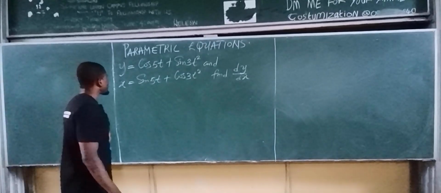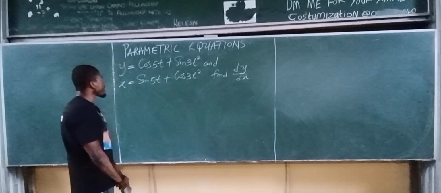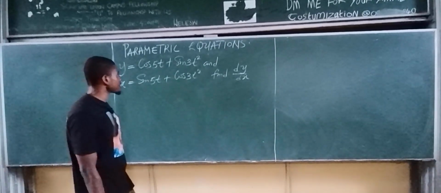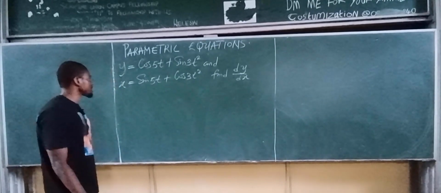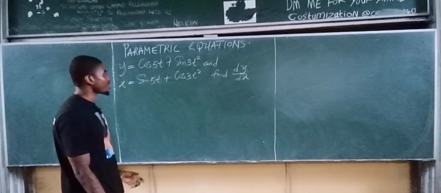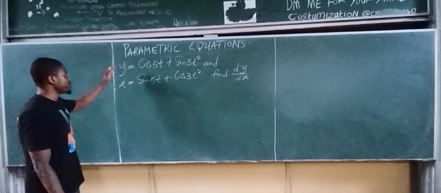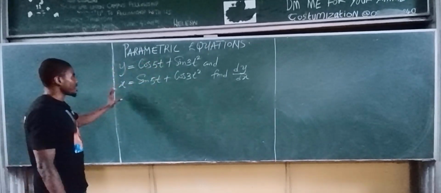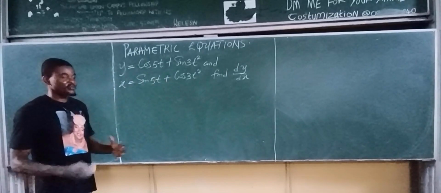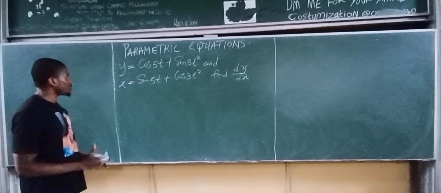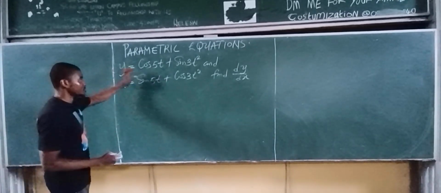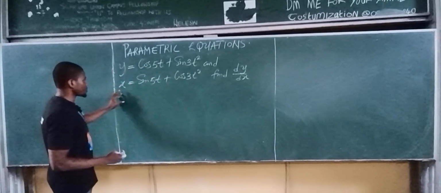All right, guys, so finally, let's say we have y equals cos 5t plus sine 3t squared and x equals sine 5t plus cos 3t squared, and we are asked to find dy/dx. So y is a function of t and x is also a function of t. So this is actually a parametric equation. All right, so we can differentiate y with respect to t, we can also differentiate x with respect to t.